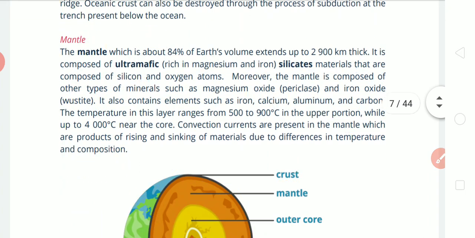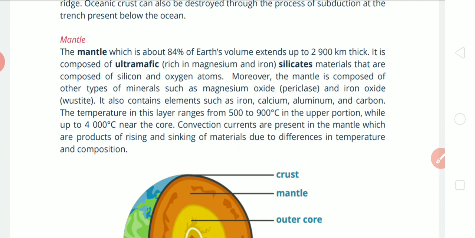Okay, so let us proceed with the mantle. The mantle, which is about 84% of Earth's volume, extends up to 2,900 km thick. It is composed of ultramafic materials, which are mainly made up of magnesium and iron. Aside from the ultramafic materials, the mantle is also made up of silicate materials that are composed of silicon and oxygen atoms.